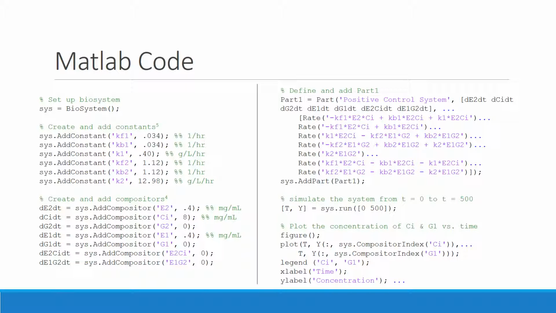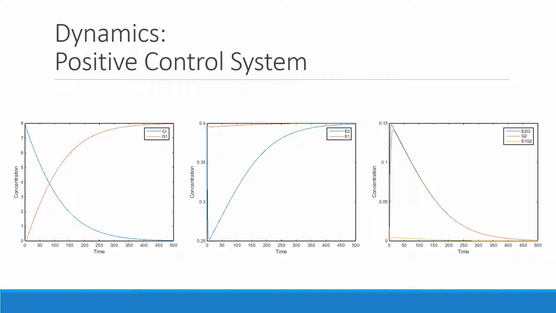Here's an example of how one of those plots was made. This is the plot of CI and G1 versus time. So here are those 3 plots that came from that simulation. The first one on the far left shows CI and G1 versus time. The next one shows the enzymes. And the final one on the far right shows the intermediates in the process.